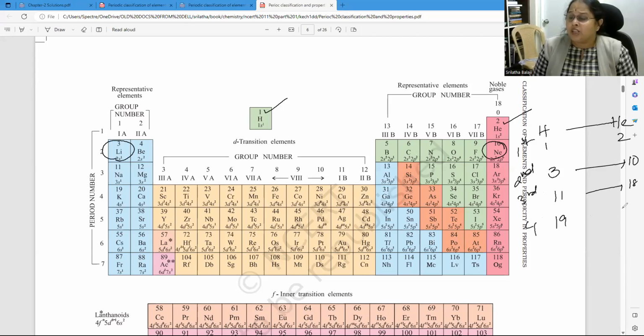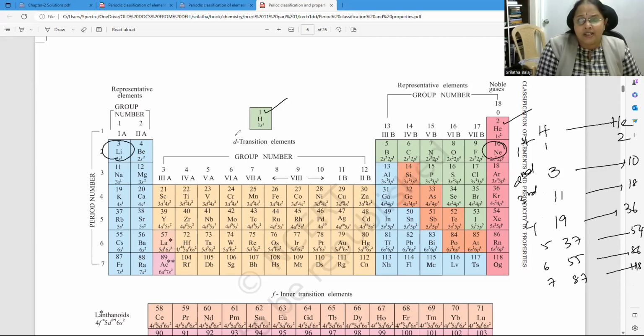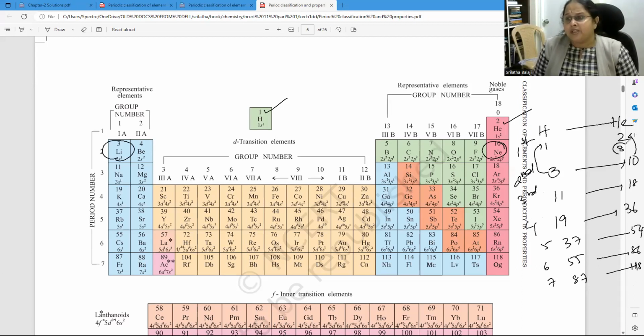Fourth is 19 to 36. Fifth is 37 to 54. Sixth is 55 to 86. Seventh is 87 to 118. And I want you to consider the difference in the atomic numbers. 3 minus 1 is 2, which means the first period has only 2 elements. The second period has how many elements? 8. The third period has how many elements? The difference is 8.